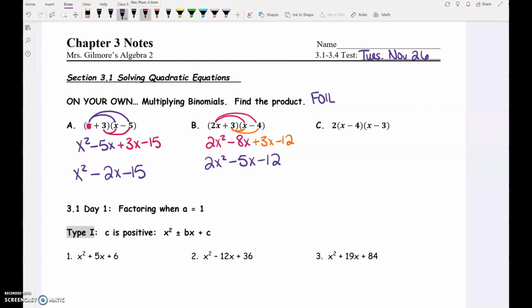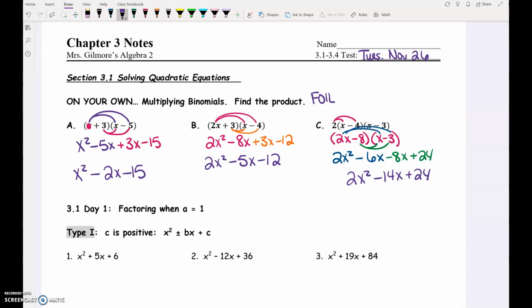In C, what I would do first is distribute the 2 so that you have 2x minus 8. And then it's just like example B. So distribute the 2x. Distribute the negative 8. And then combine your like terms. 2x squared minus 14x plus 24.